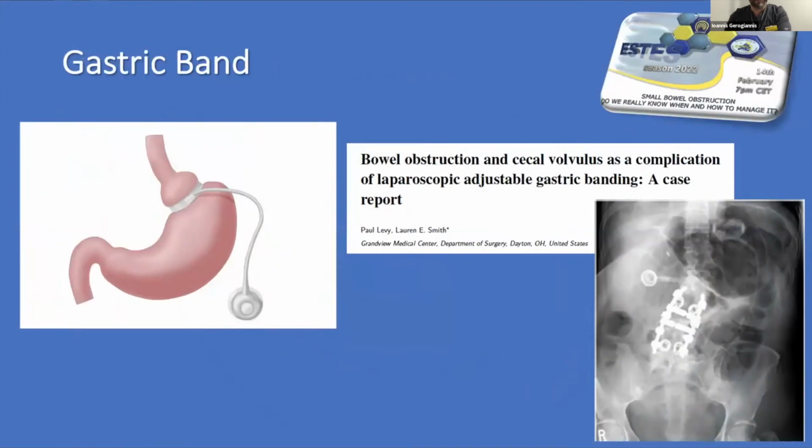Gastric band. Gastric band can cause, of course, gastric outlet obstruction. We know that patients died from this situation. However, there is also a case report which I found very interesting in the literature, bowel obstruction and cecal volvulus as a complication of a laparoscopic gastric band. You see in this X-ray that the gastric band is higher here. This is the port, and you see loops of small bowel gathered in the left upper quadrant causing obstruction.